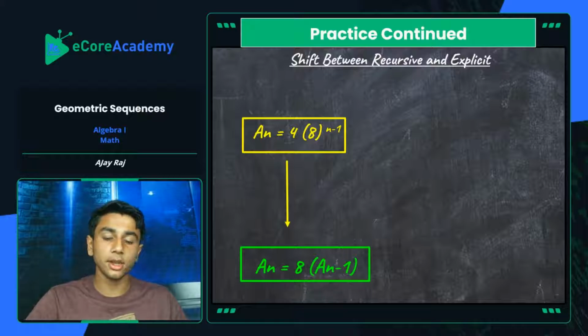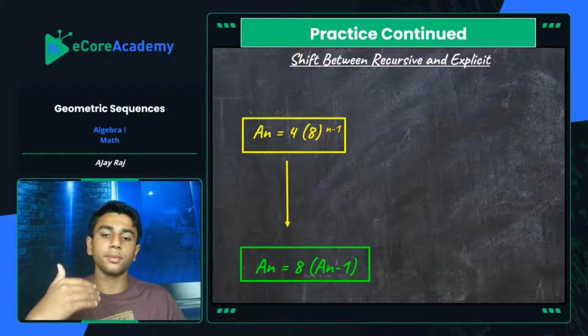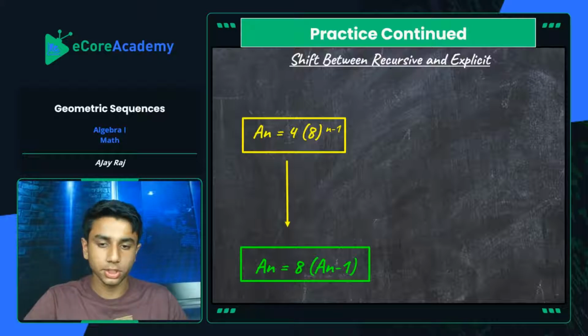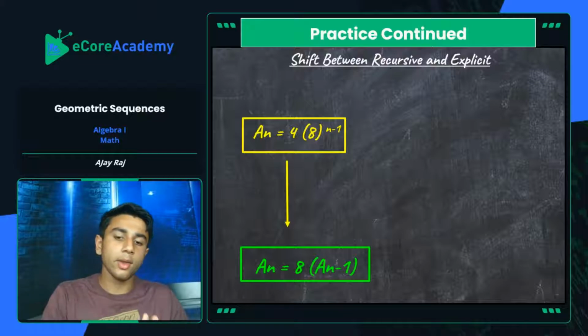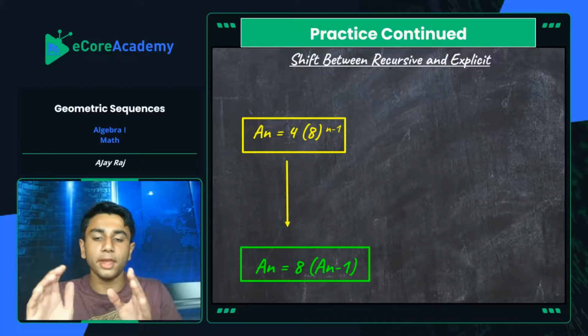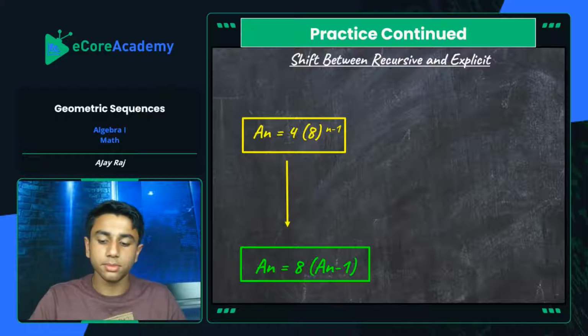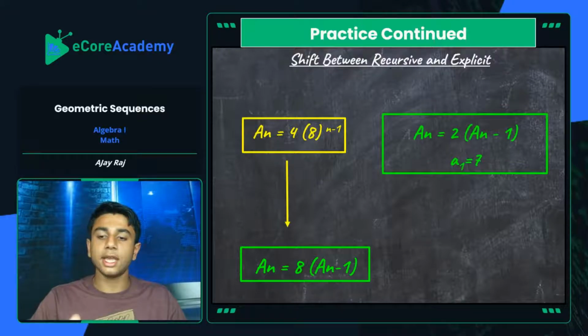So what we basically did here is we're just rearranging the parts. All the information that we need from the explicit formula is already in the recursive formula. So if we take a look at it, we know that our common ratio is 8. So we take 8 and we multiply it by our previous term, a of n minus 1. So that's our equation. And then on the right-hand side, we obviously have the opposite.